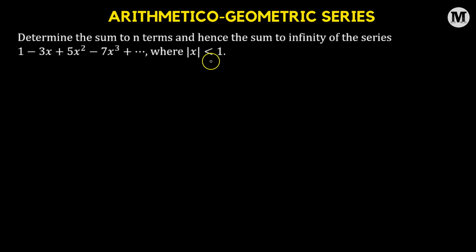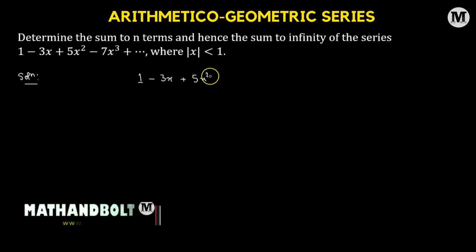Determine the sum to n terms and hence the sum to infinity of the following series. Let us begin. So here we have a series whose first term is 1. Then we have the next term, negative 3x, added to 5x squared minus 7x cubed plus the rest of the terms.